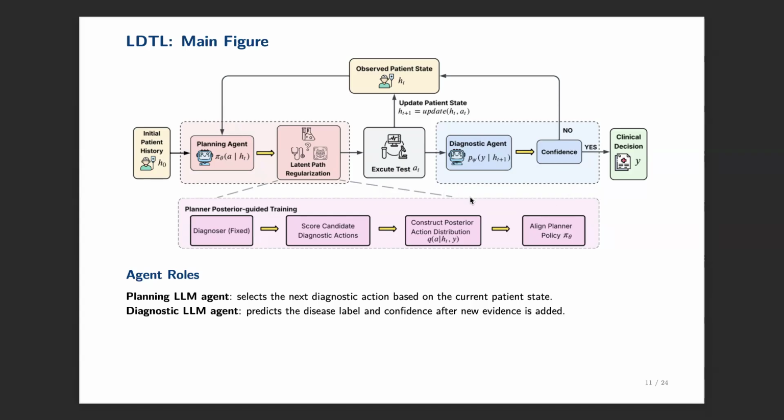So LDTL does not require ground truth path labels. It uses the diagnosis LLM's changes in confidence as indirect supervision for training the planning agent.